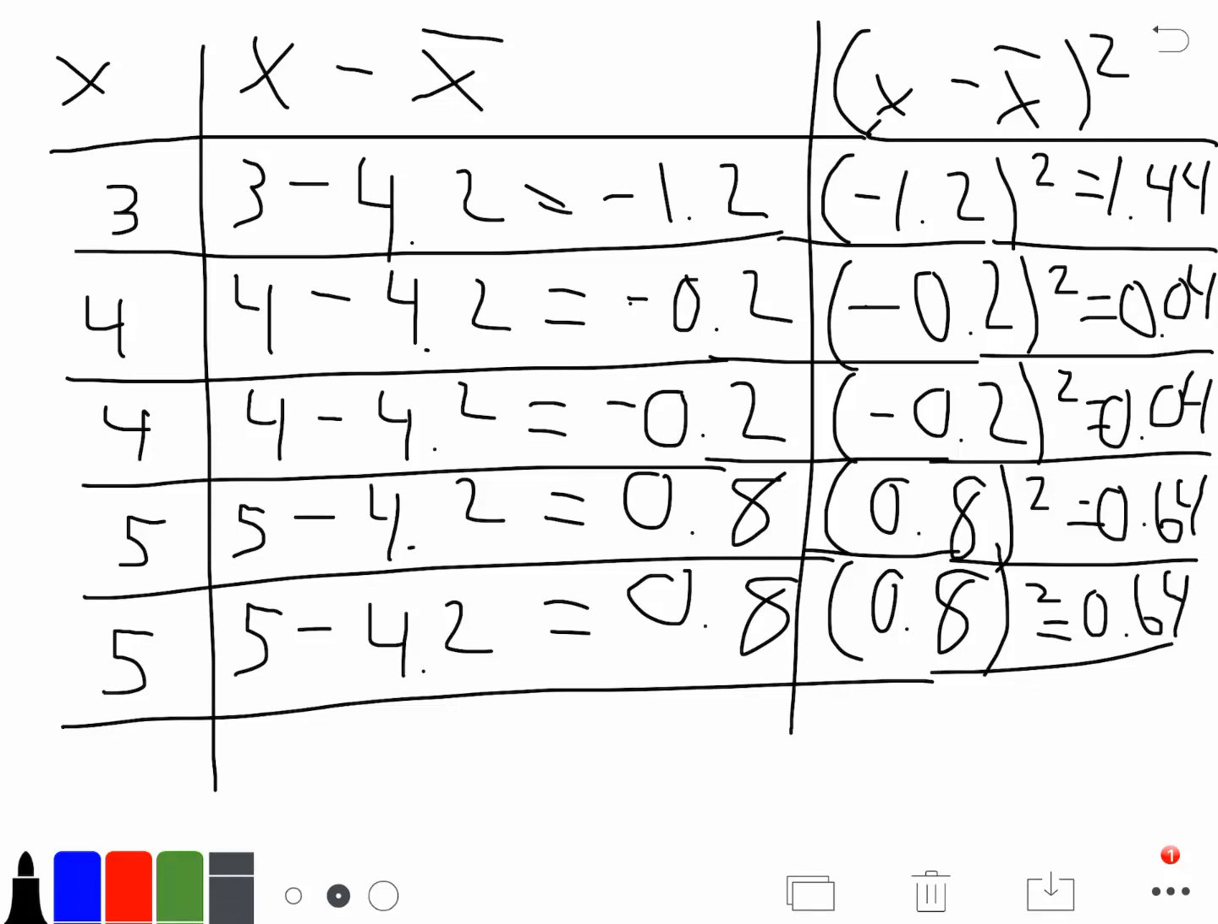Now that we have column 3, we're going to add them all together. The reason why is that the formula asks for the sum of x minus x bar, which means we have to add all that x minus x bar squared column together. So now we have the sum of x minus x bar squared, and we know what n is. So now we can go back to that formula we had.